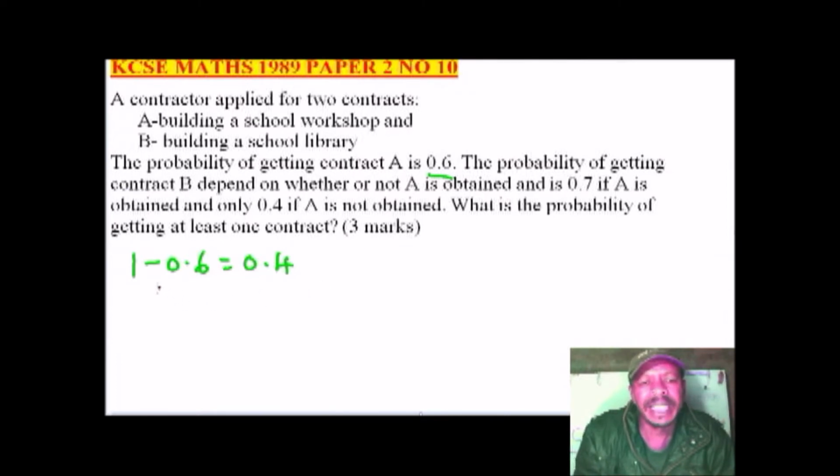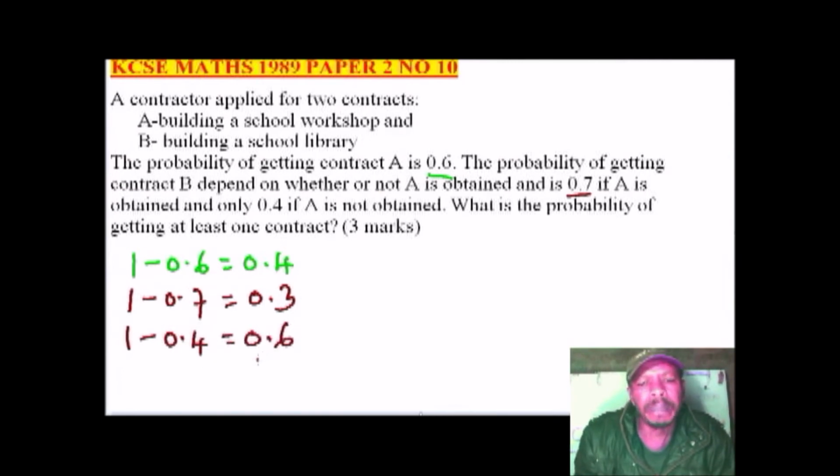Then the probability of getting contract B depends on whether or not A is obtained, and is 0.7 if A is obtained. So if A is obtained, the probability of not getting B is 1 minus 0.7, which is equal to 0.3. And it is only 0.4 if A is not obtained. If A is not obtained, the probability of getting contract B is 0.4, so the probability of not getting B if A is not obtained is 1 minus 0.4, which gives you 0.6.